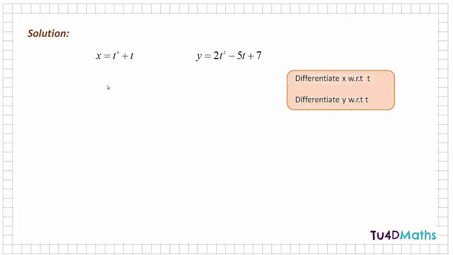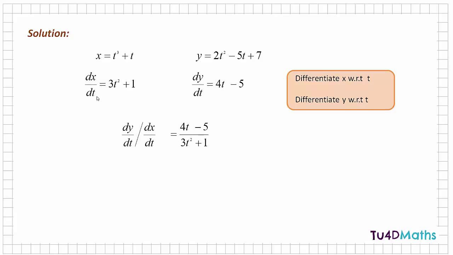So differentiating x with respect to t, first of all, we get dx/dt is 3 times t squared plus 1. Now, differentiating y with respect to t, we get 4 times t minus 5. We now divide dy/dt by dx/dt. Now, dy/dt is 4t minus 5, and dx/dt is 3t squared plus 1. But dy/dt over dx/dt is the same as dy/dt times dt/dx, and the dt's will cancel, so this is just dy/dx. So therefore dy/dx is equal to 4t minus 5 over 3t squared plus 1.